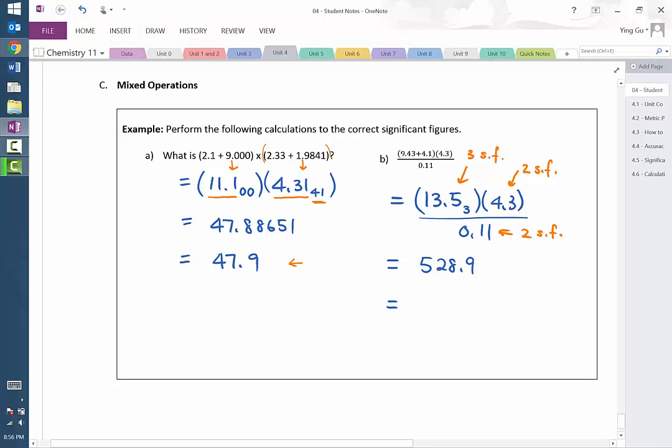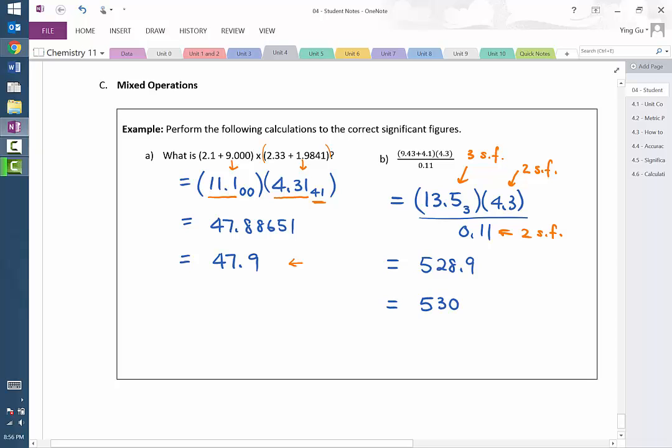And so our final answer is going to be 530. That is how we write the number with two sig figs. We use that 8 to turn this 2 into a 3. Remember that trailing zeros are not significant, so 530 is a number with two sig figs.